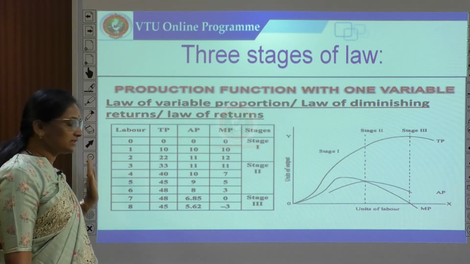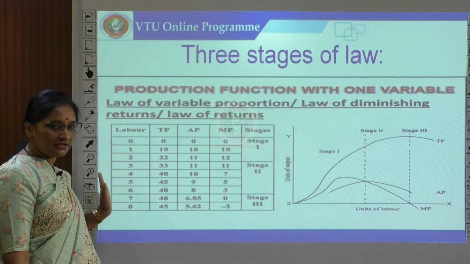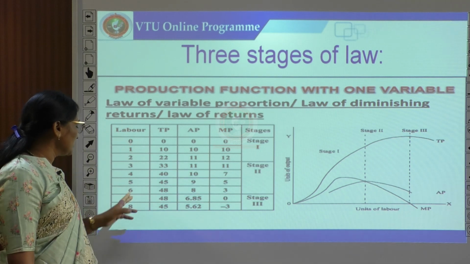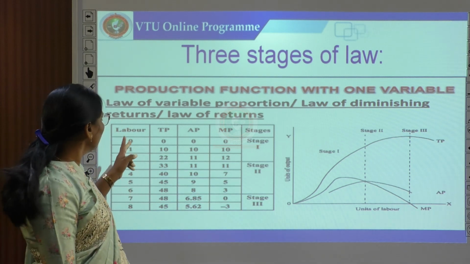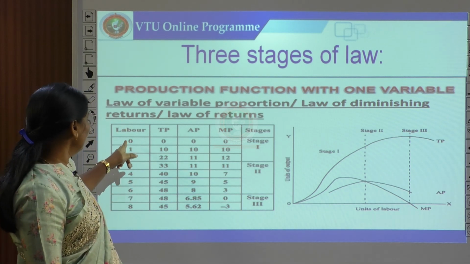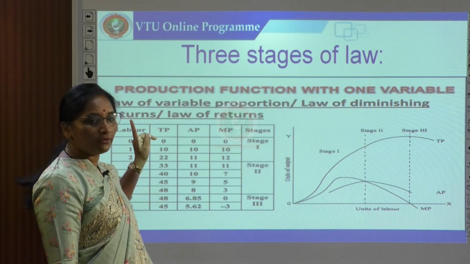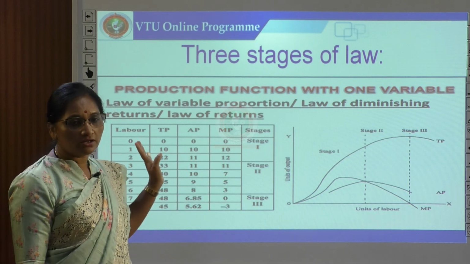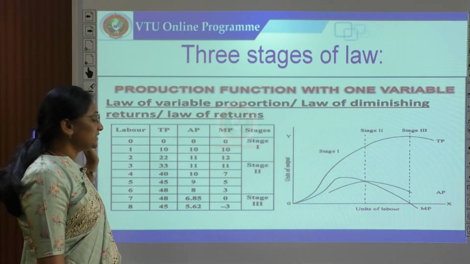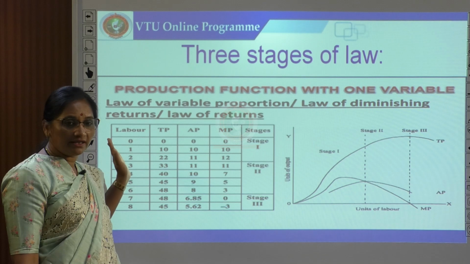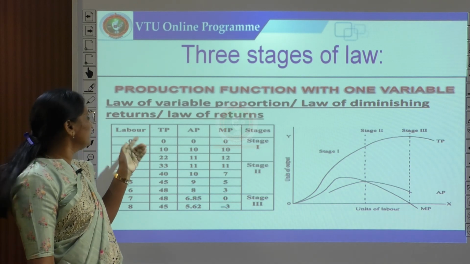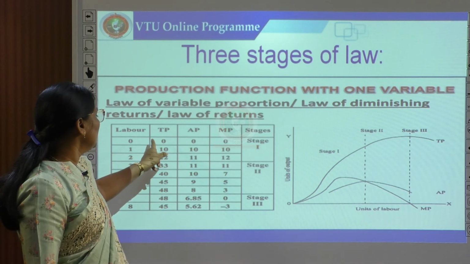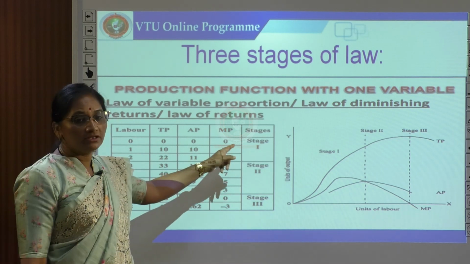The capital is constant here, so we are not mentioning that column. Only the variable factor, that is labor, is being changed, so we have a column for it. When the labor is 0, total product is 0, average product is 0, and marginal product is also 0. The fixed investment is already there, but without the variable factor it is not possible to produce anything. So all the levels of the products are 0 here.